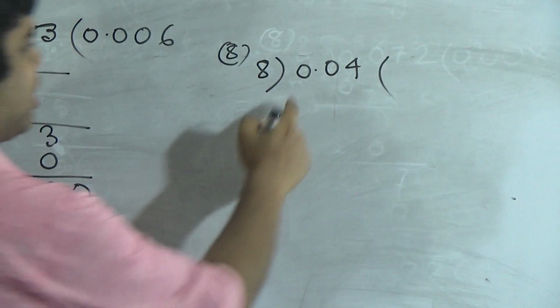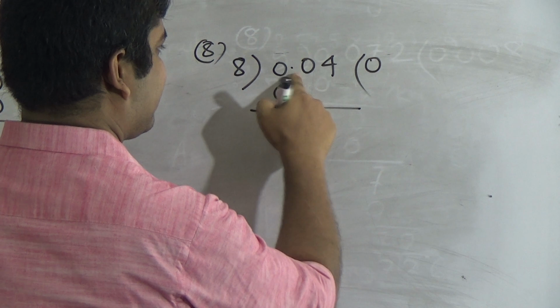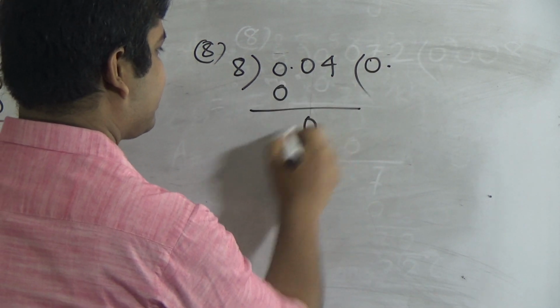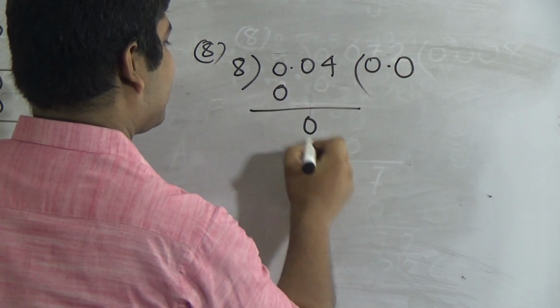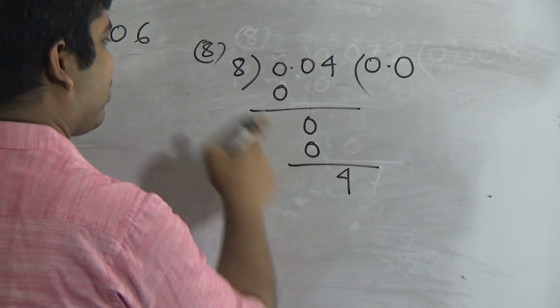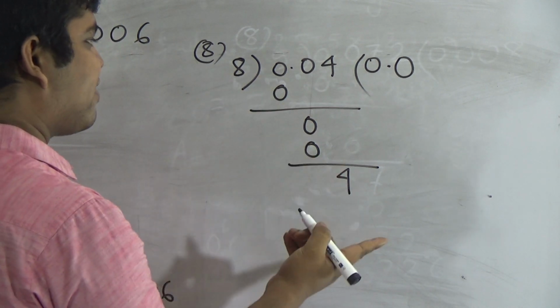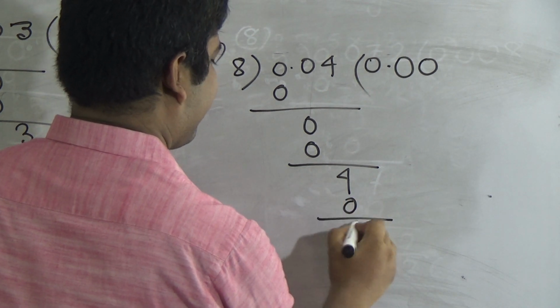Okay, 7 done. Next we shall solve question number 8, which is 8 divided by 0.04, same as question number 7. In 0, 8 goes in 0 times. Then for this point I write here a point, this 0 is placed here. In 0, 8 goes in 0 times, 0 eights are 0, and 4. In 4, 8 goes in 0 times, because we know that 8 ones are 8, and 8 is greater than 4. So we take 0 times, 0 eights are 0, and 4.